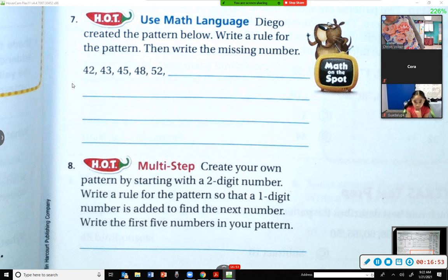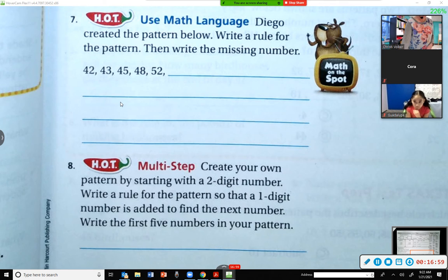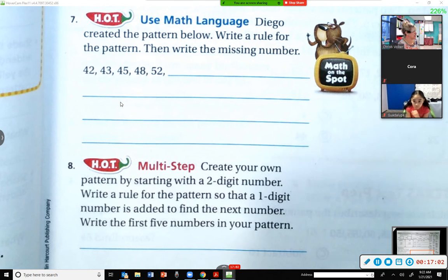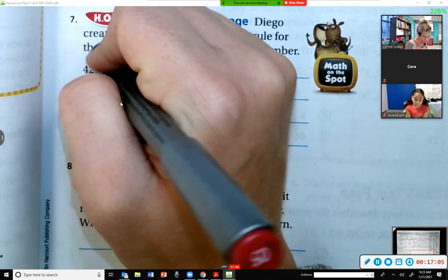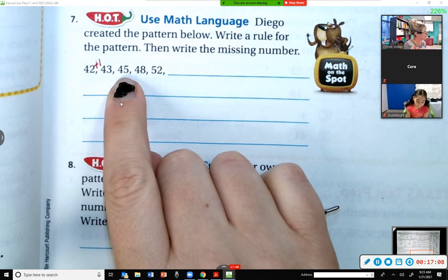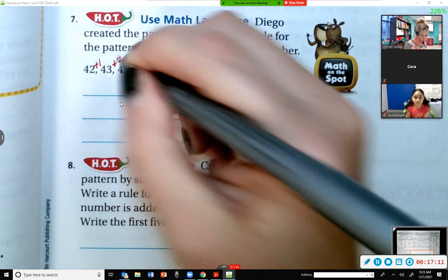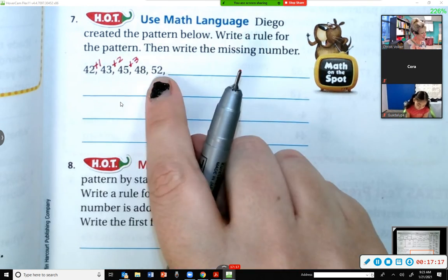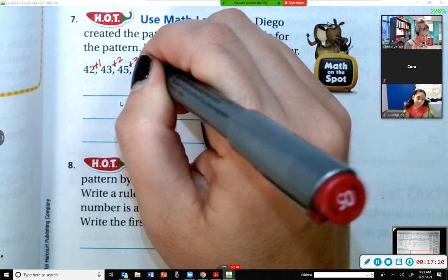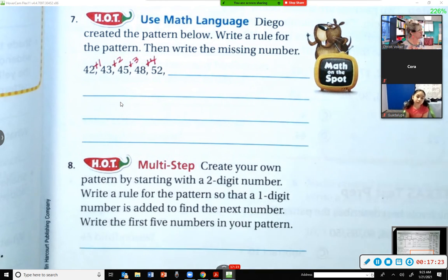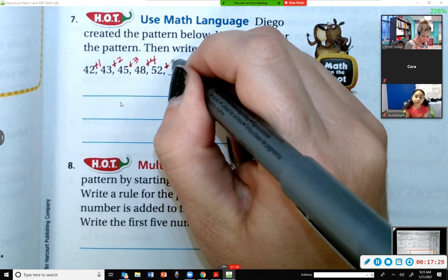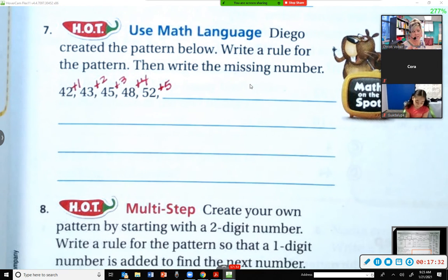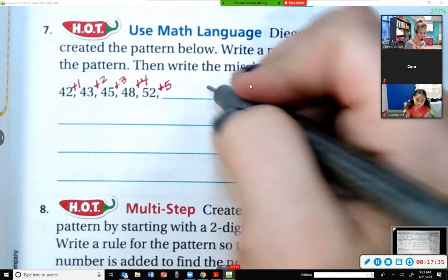Just real quick, what we saw is happening. So from 42 to 43, what was happening? Everybody, say it out loud. It was adding 1, okay? 43 to 45, what happened? It added 2. 45 to 48, it added 3. 48 to 52, adding 4. Do you see the pattern? So what are they going to add next? 5. So I need to do 52 plus 5 to get the next number. 57.